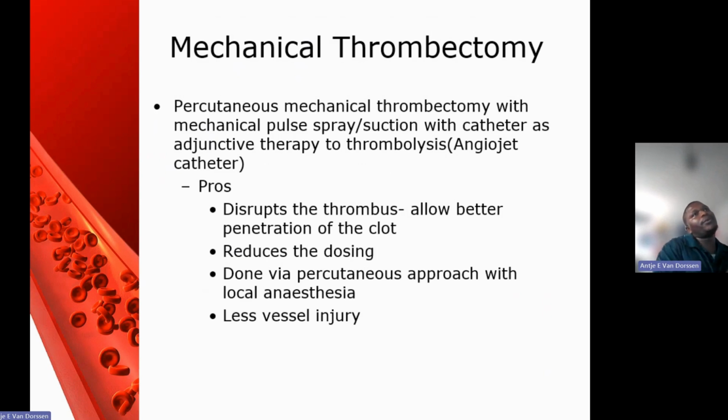Then, of course, we move to mechanical thrombectomy. And usually it's percutaneous mechanical thrombectomy with mechanical pulse spray or suction with a catheter. I think it's called an AngioJet. I've actually not seen how they do that. I tried to watch a video and I still struggle to see how the AngioJet actually works.